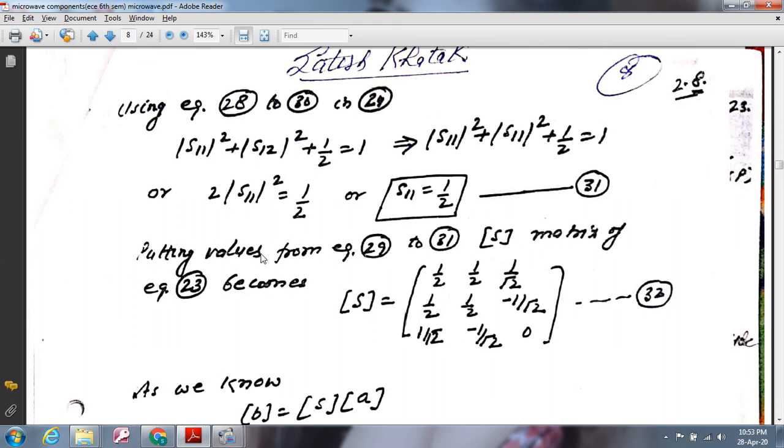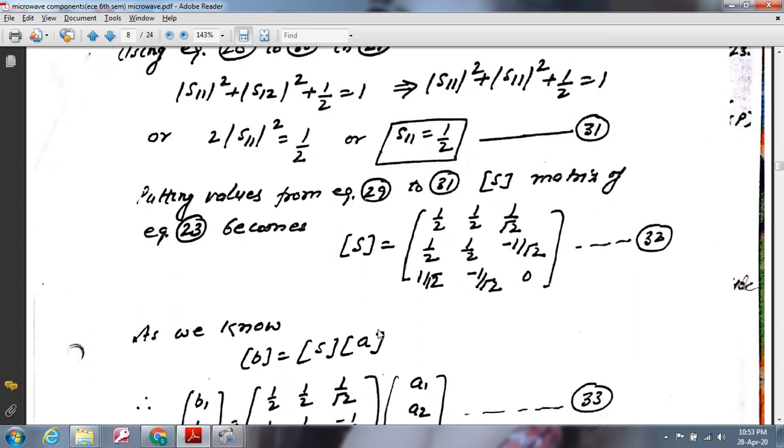Now putting values from equations 29 to 31 in the S matrix, we get the final S matrix for the E plane T, and that S matrix will be like this. S equals: first element 1 by 2, then 1 by 2, third S13 will be 1 by root 2, then 1 by 2, 1 by 2, minus 1 by root 2, 1 by root 2, and minus 1 by root 2, and 0. This is the final S matrix for the E plane T.